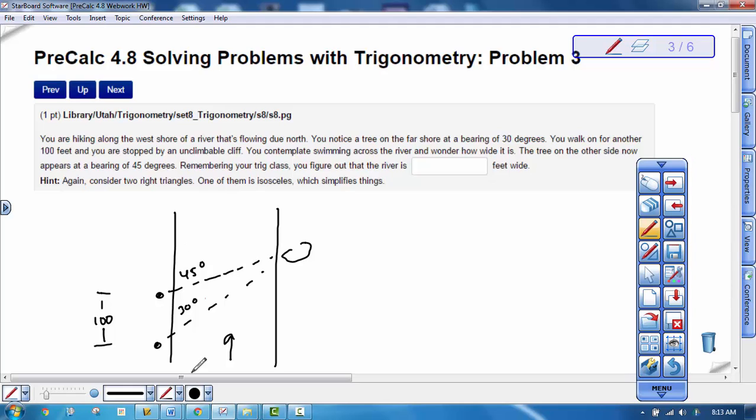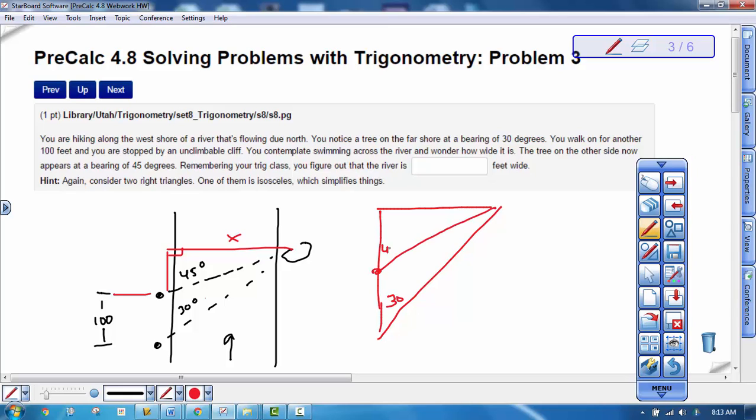So if you want to look at that, you reach a cliff right here, so the question becomes, how wide is the river? Well, I can make a right triangle from here, and that's what I'm looking for. I call that X. So let me redraw this picture over here for you. Here's 30, here's 45. I know this isn't a very good drawing, but this is 100. So this is basically the picture that you end up setting up. It's a right angle, and you're looking for that value X.